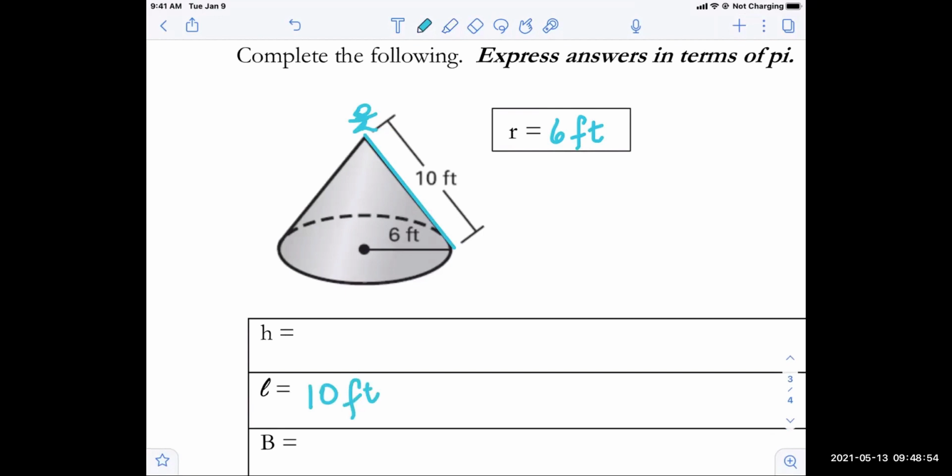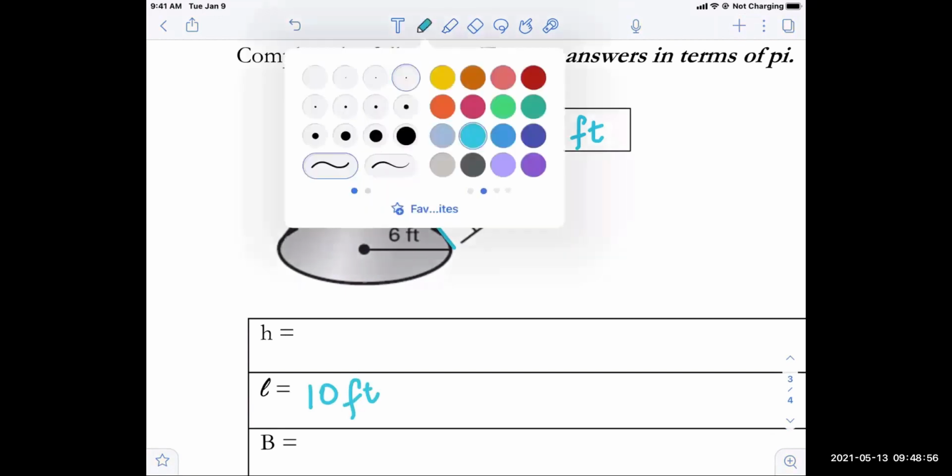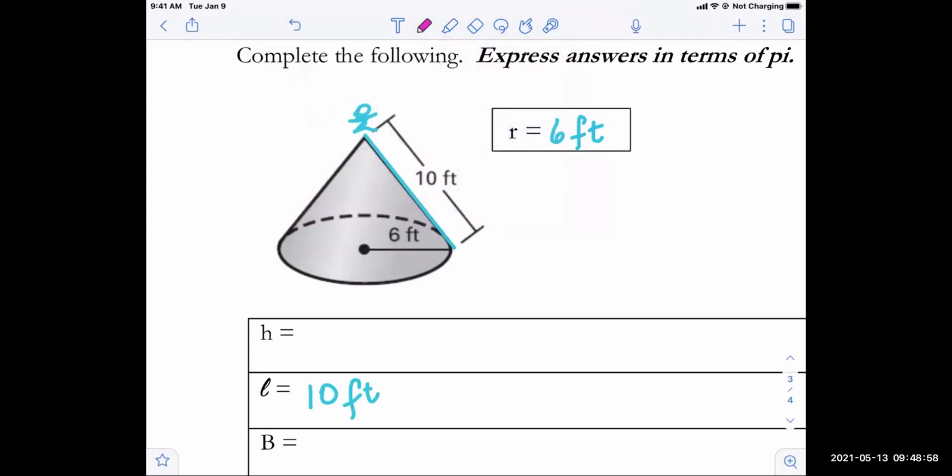Okay, now our height is not shown on the picture. Let me go ahead and draw in a segment that would be your height. So again, your height needs to be how tall it is, so perpendicular to the base from the vertex. This is our height. Derbla, how would you find the height?